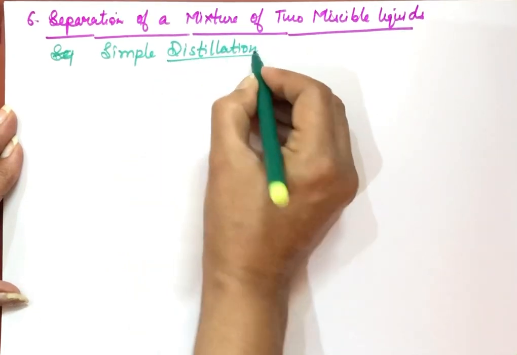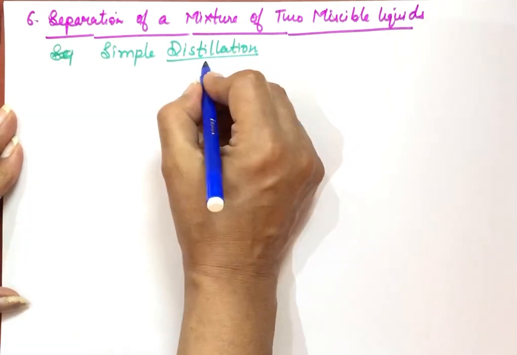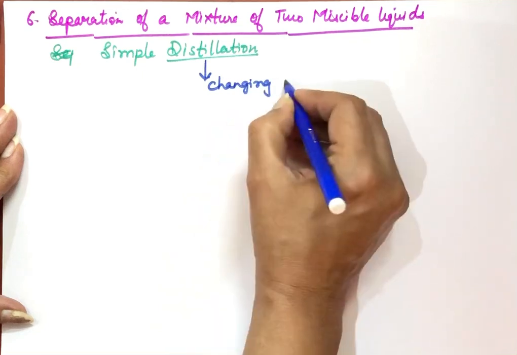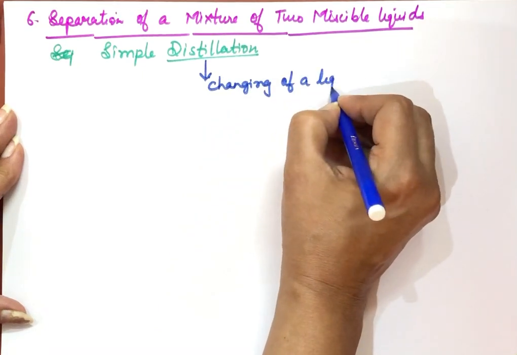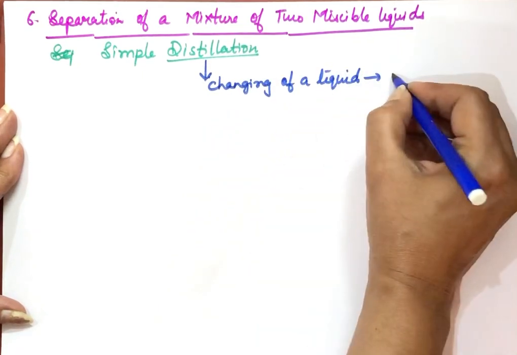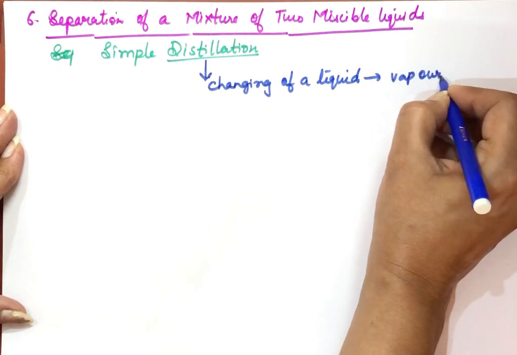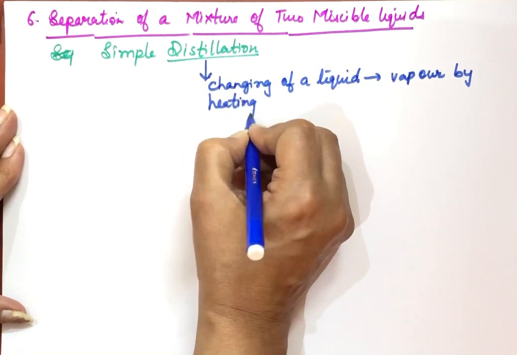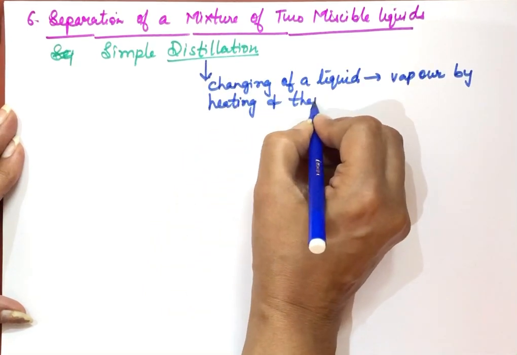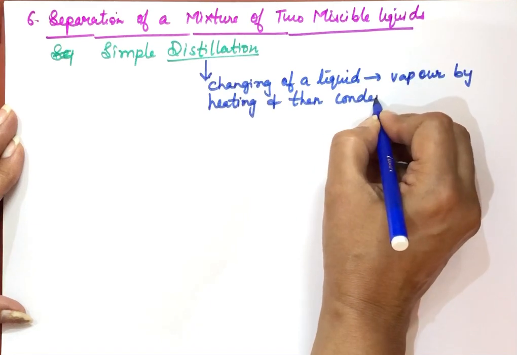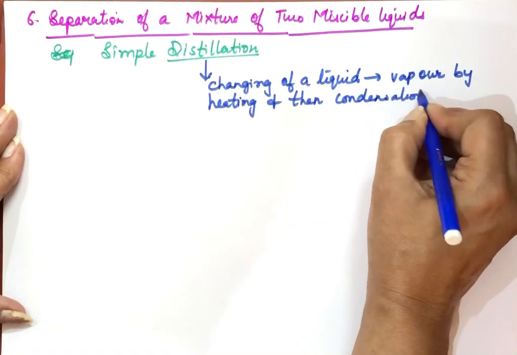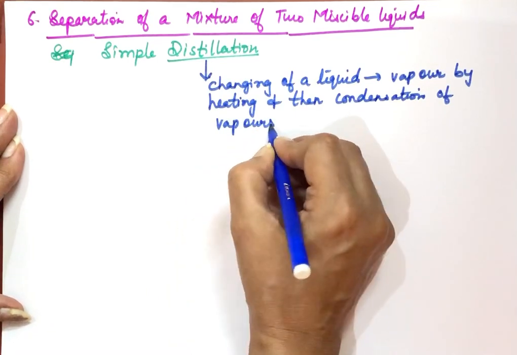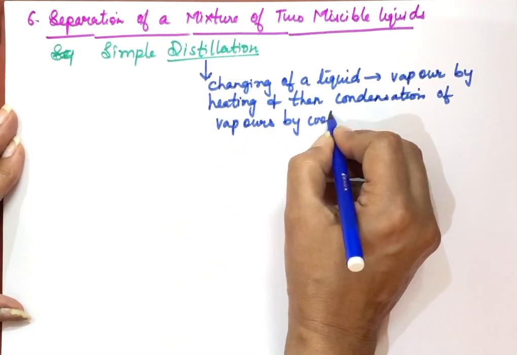Now first of all, what is the meaning of distillation? Distillation means changing of a liquid to vapor. How? By heating, of course. We change the liquid to vapor by heating, and after that we have to condense these vapors, and vapors we can condense only by cooling. So first we'll heat the mixture, and then after that we have to cool it.